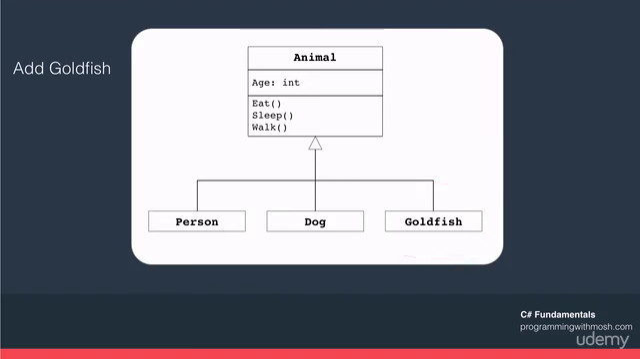But there is a problem here. The problem is that the goldfish cannot walk. So our inheritance hierarchy needs to be modified, which means we have to take that walk method outside the animal class and probably create another subclass called mammal, where it has the capability to walk, and then we can derive person and dog from mammal. So as you see, the hierarchy is getting changed again.